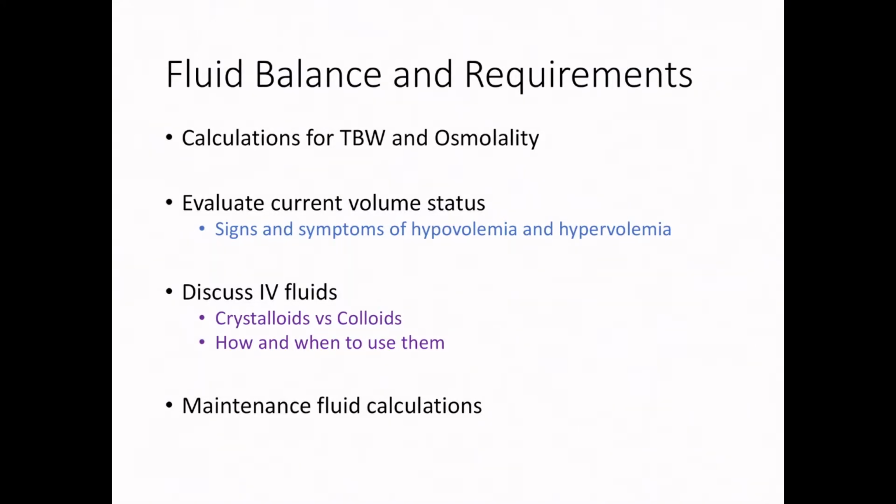To review what we learned about in this module, we learned the calculations for total body water with males having about 0.6 milliliters per kilogram and females having 0.5 milliliters per kilogram. We talked about how to calculate osmolality and the osmolar gap. We talked about how to evaluate current volume status, including the signs and symptoms of hypovolemia and hypervolemia.